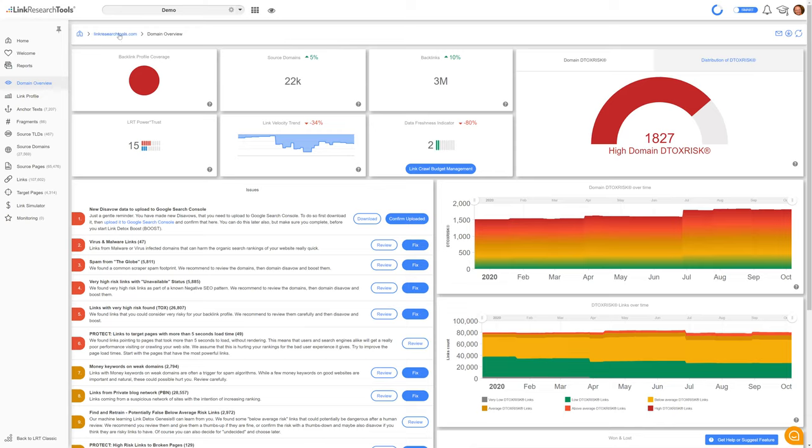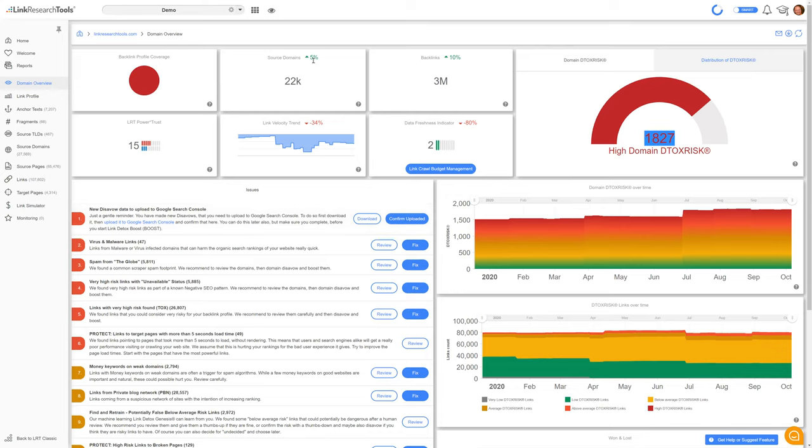Here is the LRT dashboard. To give you a quick overview of what you see here for this demo domain, LinkResearchTools.com, that we have in the system without enough disavows. So you see a risk of over 1,000 means a penalty or a manual action. We got a disavow file working here already, and you could download immediately from here.